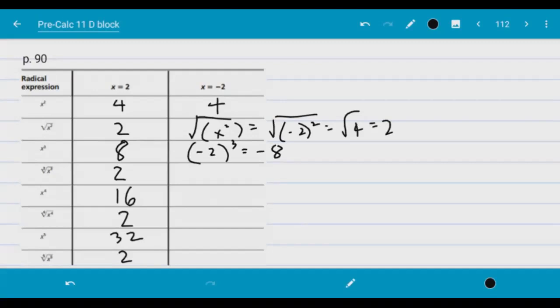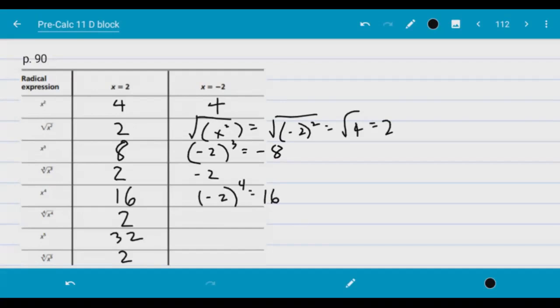Yeah? And the cube root of negative 8 is negative 2. All right, we're clear about that. To the fourth exponent, fourth power, it makes it positive.